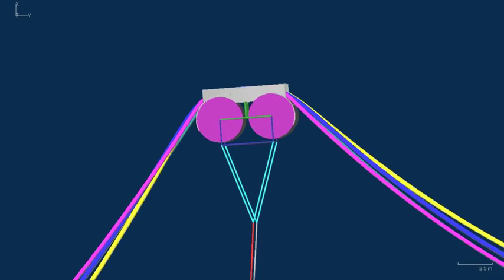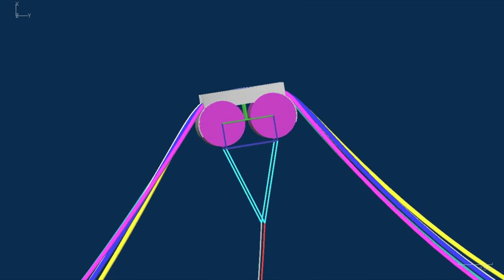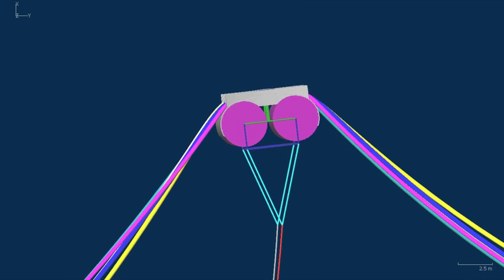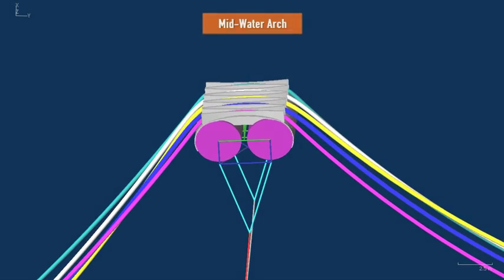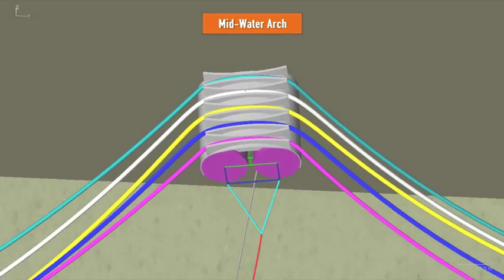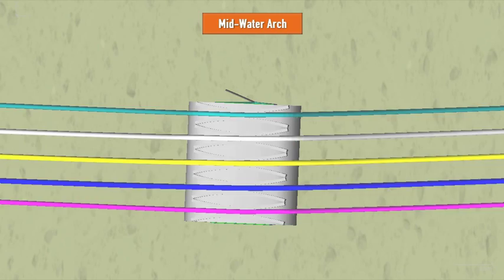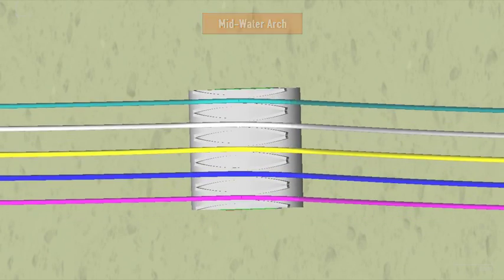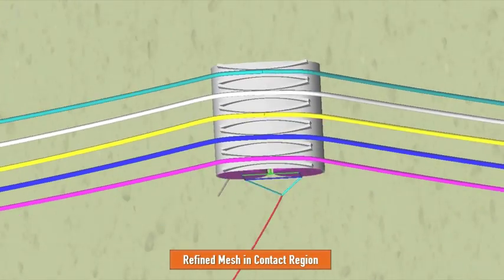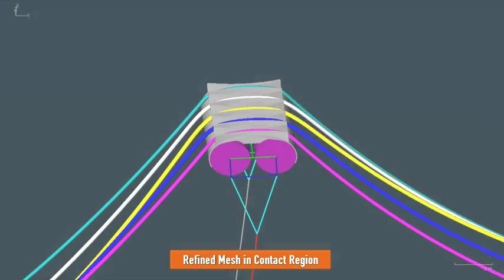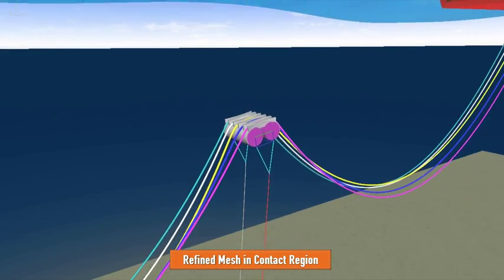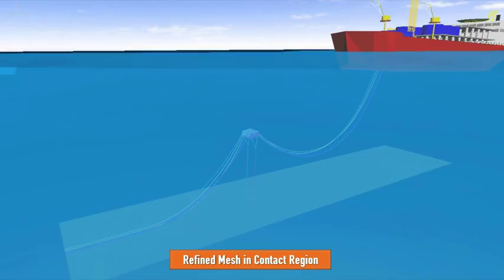In this example, the flexible riser system is subjected to regular wave loading in a time domain dynamic simulation. The midwater arch is modeled as a rigid frame structure which supports an arrangement of contact surfaces with uplift provided by buoyancy tanks. The mesh density in the contact region is relatively fine in order to accurately capture the interaction between the risers and the arch structure.